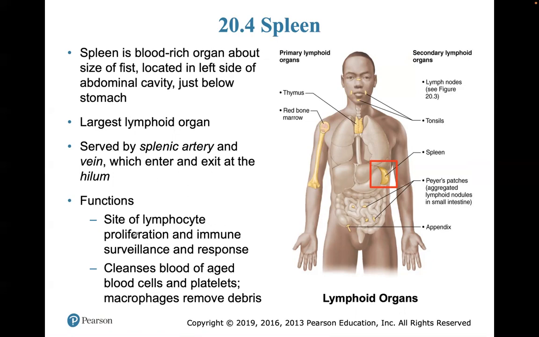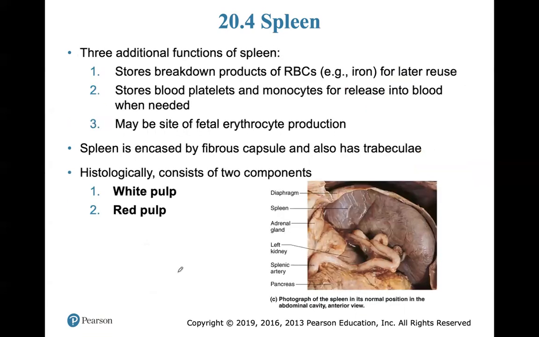This is also a site of lymphocyte proliferation, immune surveillance, and response. This cleanses blood of aged blood cells, platelets, macrophages, and also can remove debris. Other than that, it also can break down RBCs. It can also store blood platelets and monocytes. It may also be a site of fetal erythrocyte production. Okay, means RBC production.